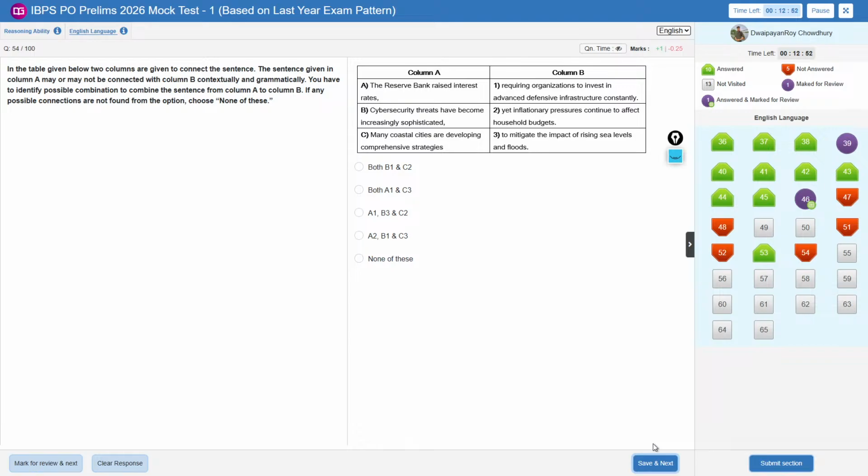So A2 is definitely a pair. Then only this can be true. Cybersecurity threats have become increasingly sophisticated, requiring organizations to invest in advanced defense. Definitely not. Okay. Many coastal cities are developing comprehensive strategies to mitigate rising. So C3 is all right.